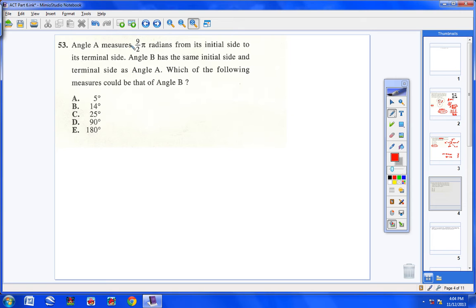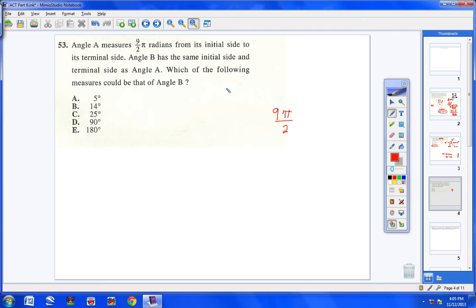Angle A measures 9 pi over 2 radians. Now usually in all textbooks it's written like this. I'm not sure why they put the pi out front, but this is the same thing as 9 pi over 2. Angle A measures 9 pi over 2 radians from its initial side to its terminal side. Angle B has the same initial side and terminal side as angle A. Which of the following measures could be angle B?